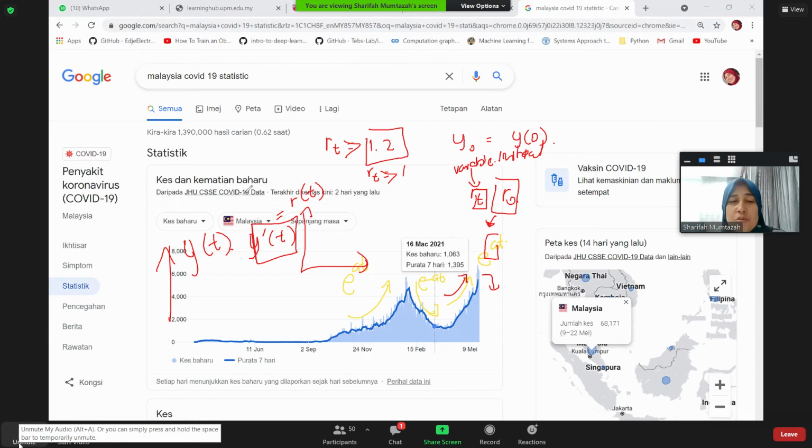So now the one that I want you to note is that R prime(t), dia tak ada macam, it's not like you go up here, suddenly it goes down. No. You understand what I'm trying to say? We are talking about R prime(t) ni here, okay? Dia punya, what do you call this? R is basically how much it can affect, it can spread to others.